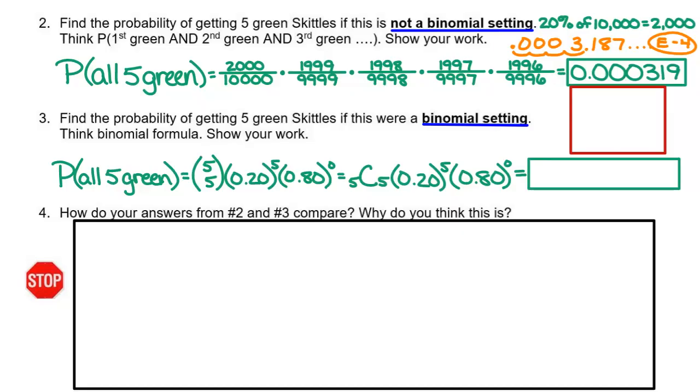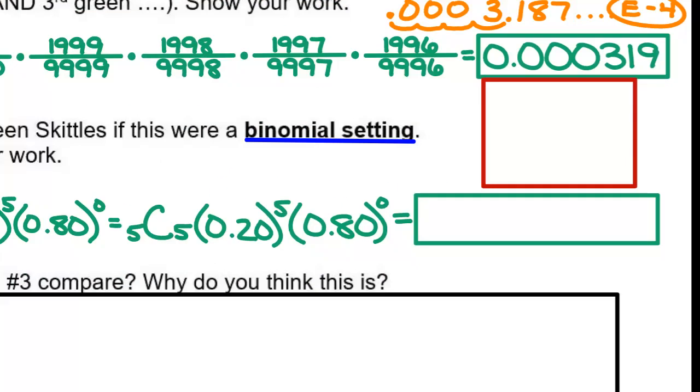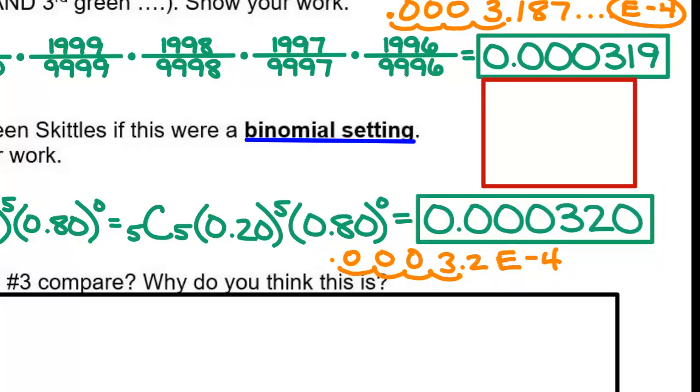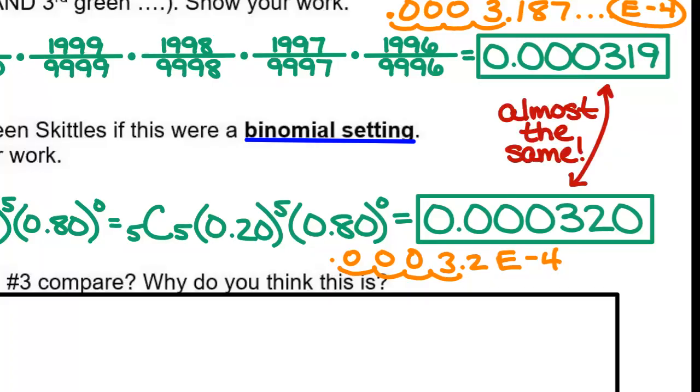3.2 e to the negative 4th. So that would be what in its just decimal form? 3.2... 0.00032. What do you think of those two numbers? They're very close. Those are so ridiculously close together that as far as I'm concerned, that's the same number.